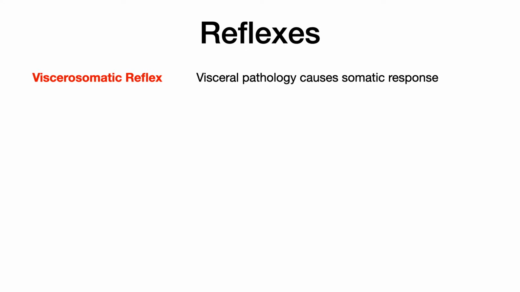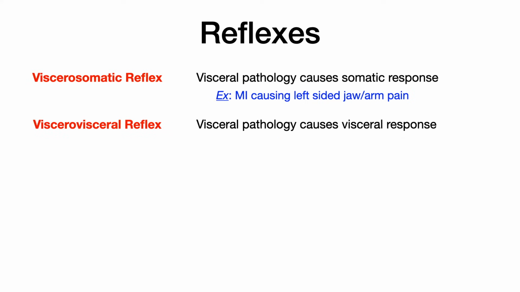So the example is what we just talked about. Somebody's having a myocardial infarction, and they're getting left-sided jaw and arm pain as a result. So the etiology is visceral, right? The problem's in the heart, but the response is somatic. The pain is in the arm. That's a viscerosomatic reflex. And we'll talk much more about viscerosomatic reflexes coming up.